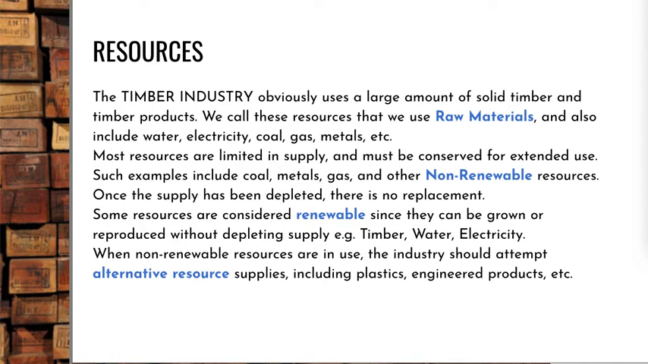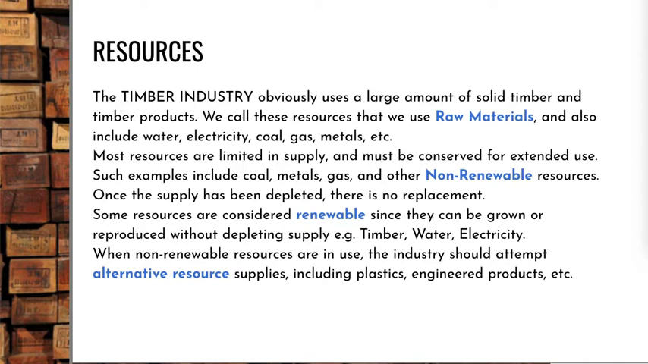When we're talking about examples like coal, metals, gases, etc., we're talking about these being non-renewable resources. Once we run out of them, once we've dug them all out of the ground and the supply has been depleted, there is no replacement. There might be alternatives, but there is no more of that product. And so we have a really big issue with using too many non-renewable resources. And there's a whole heap of stuff around the globe about trying to protect the planet and those non-renewable resources.